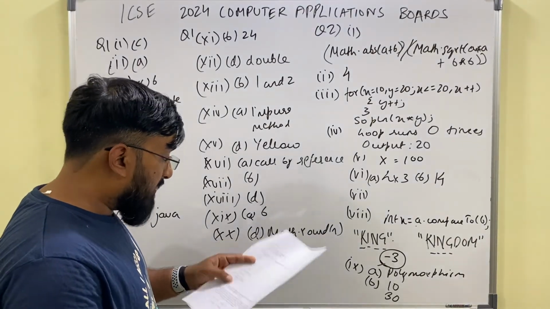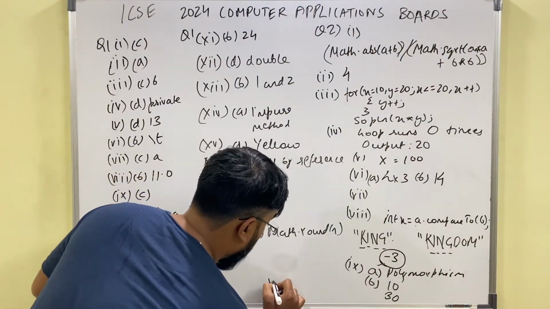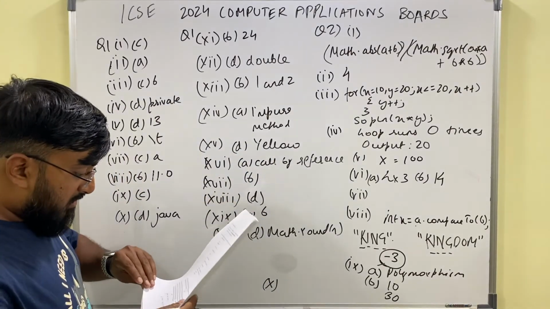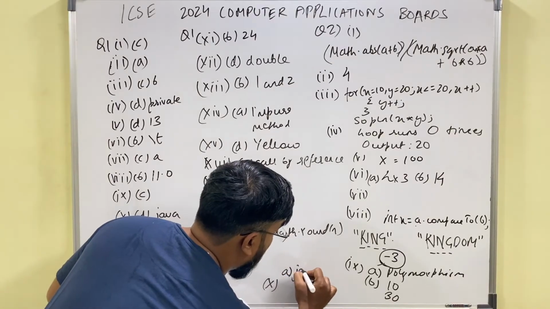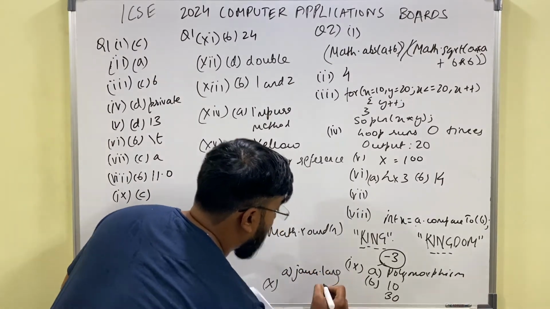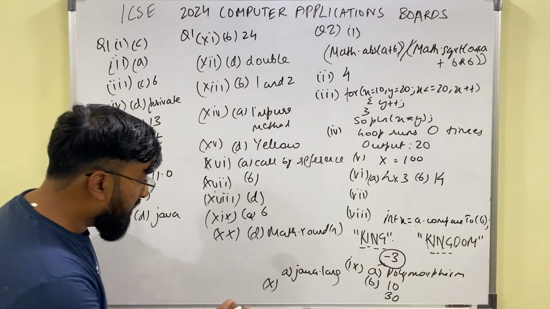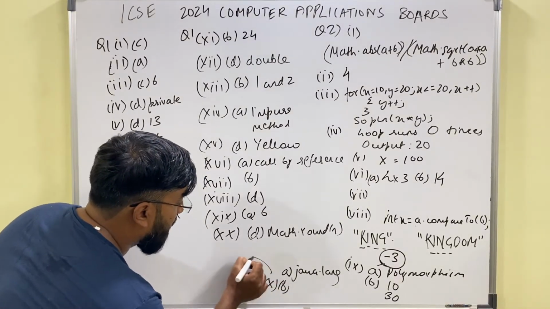Then the last one is part 10. To which package do the Character and Boolean classes belong? The answer is java.lang. You just have to write java.lang. Now part B is interesting. I'll write part B here.